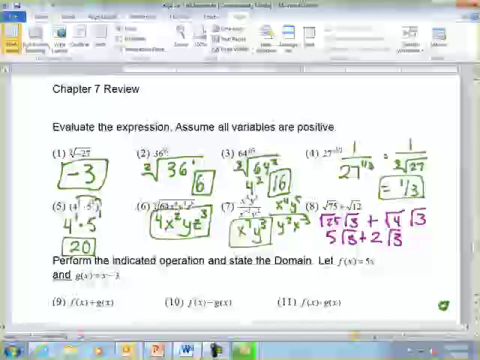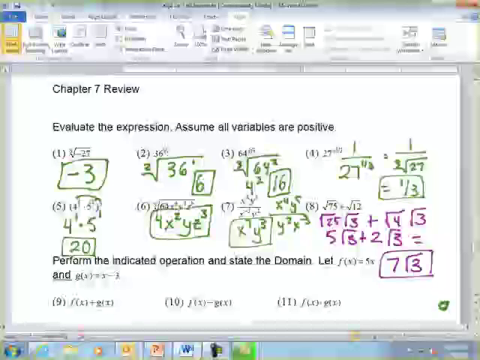So if I have 5 of them plus 2 of them, I get 7 of them. Would you write whatever 49 times 3 is, like the square root of 147? No, leave it just like that. Don't unsimplify it. Okay. We want all answers completely simplified. So that is completely simplified.